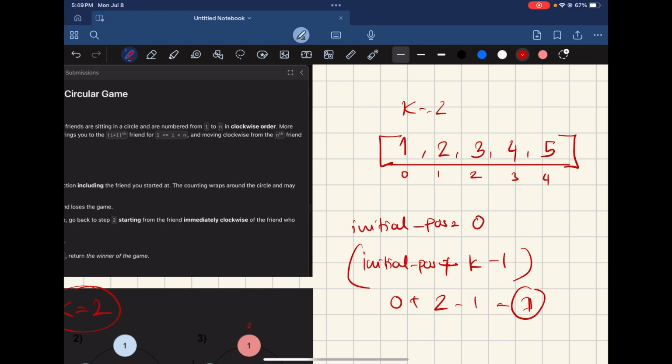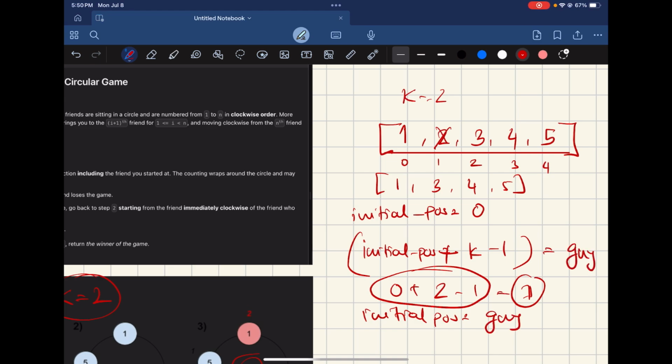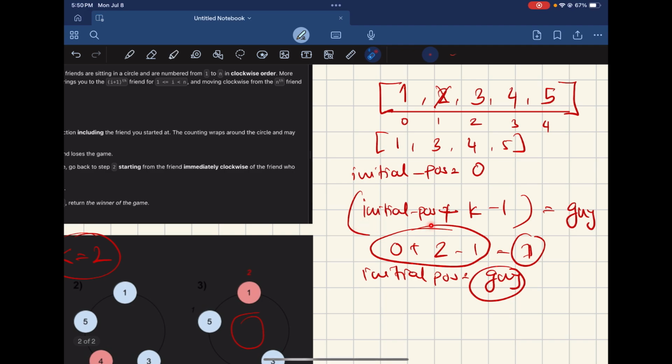Great. Now, once this guy is eliminated, I'm going to resize the array. I'm going to pop this guy from here, so we have 1, 3, 4, 5. And then the initial position is going to be the same as this calculation, the guy who got kicked out. Since this guy is gone, whoever is sitting at index 1 now is basically the next guy who came after the guy who got kicked out, right? So we're going to start off with 1 and do the same thing. So now initial position is going to be 1 plus 2 minus 1, right? Which is going to be what? 2.